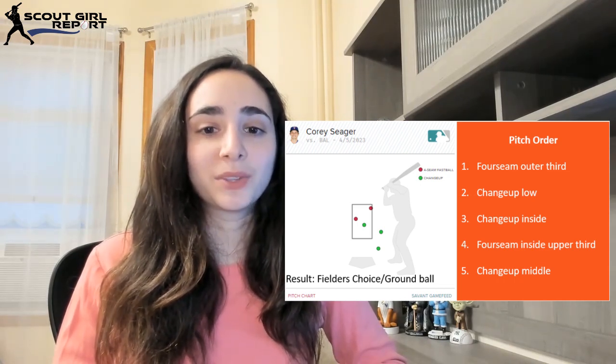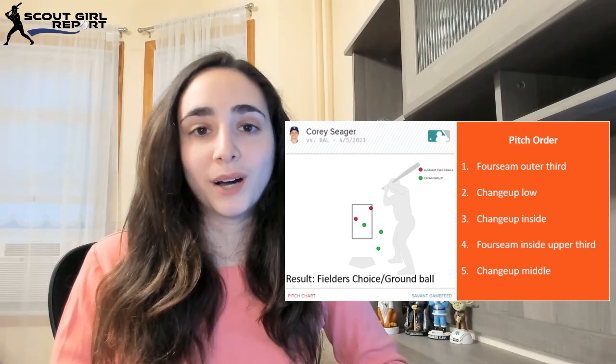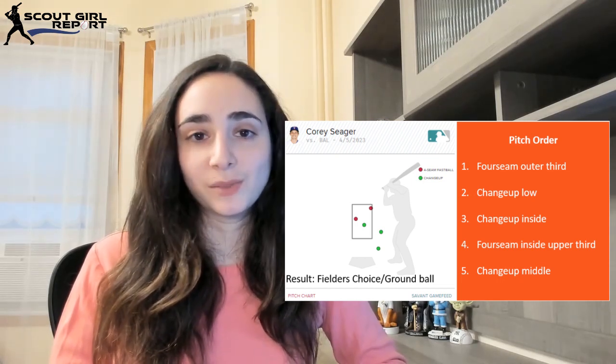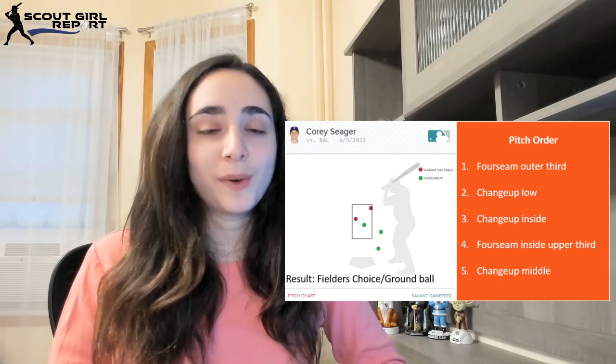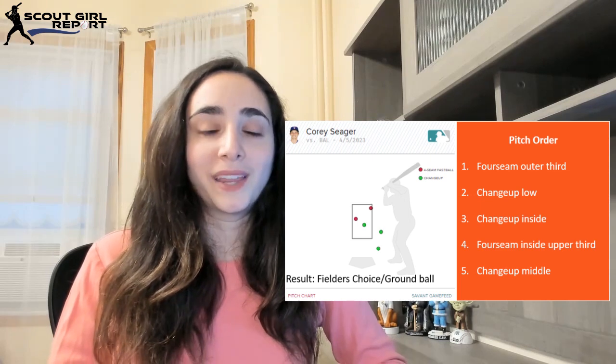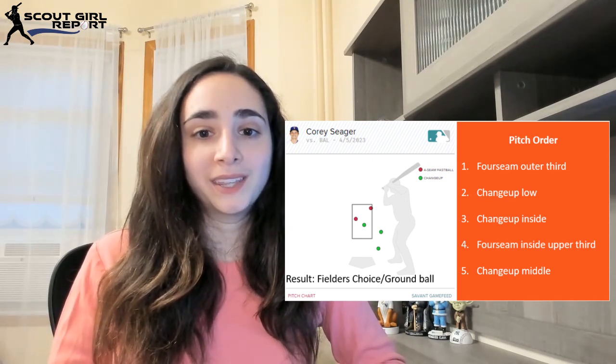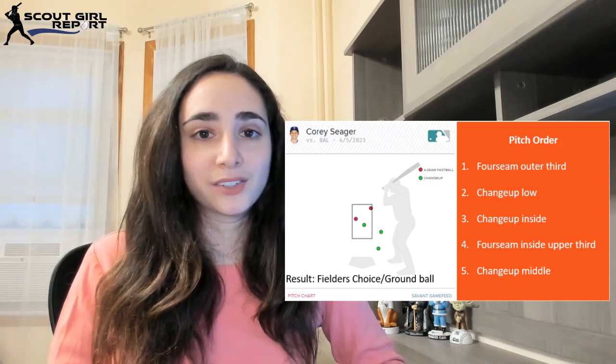And I think he got lucky with the results of the changeup, that it ended up just as a fielder's choice, like a ground ball, and not anything more significant since it was a changeup to the middle of the zone. It's also possible that those changeups were meant to be inside and not in zone, and that Rodriguez was hoping Seager would chase because he does have a high chase rate, but in my opinion, they were just too far off the plate to get Seager to chase at those.